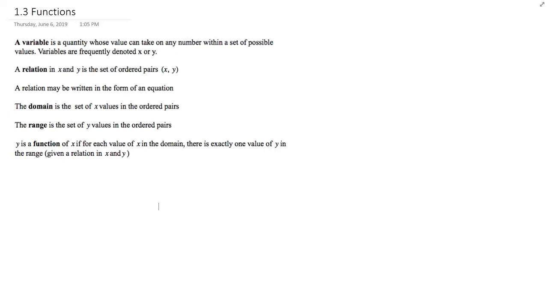Hello students, welcome to another session of pre-calculus. Today we will talk about functions, evaluating functions and finding domain and range of functions.